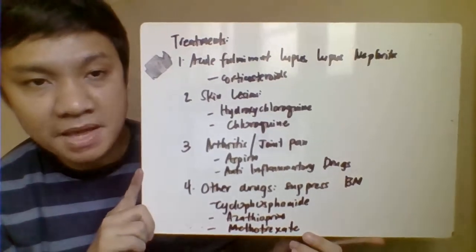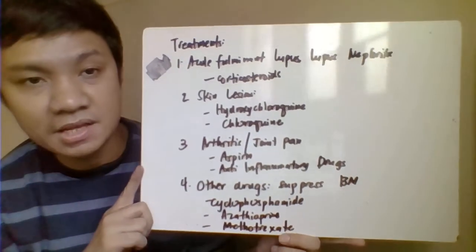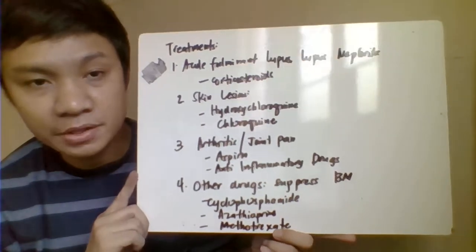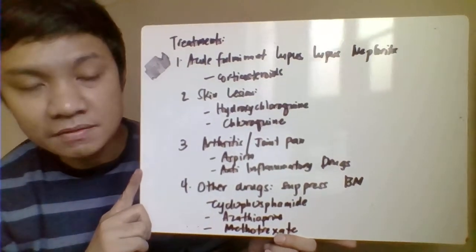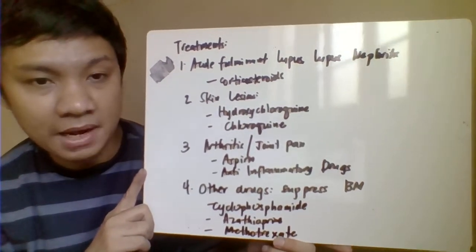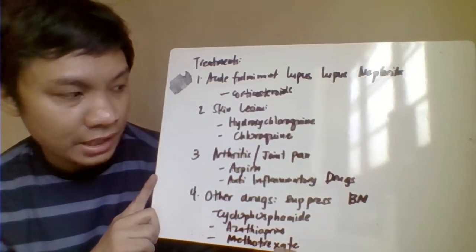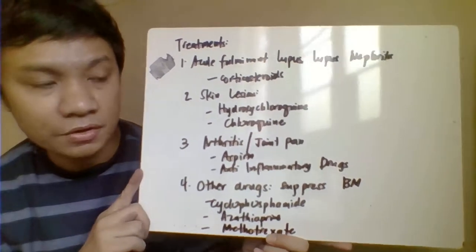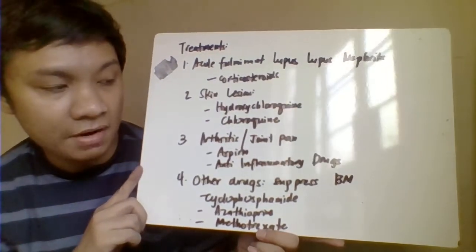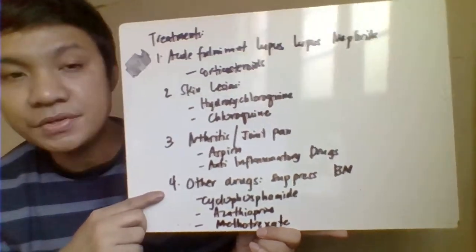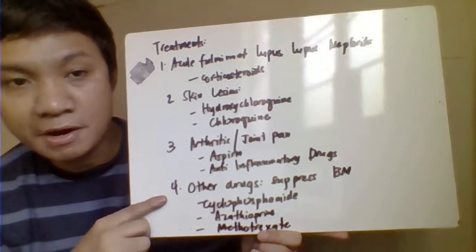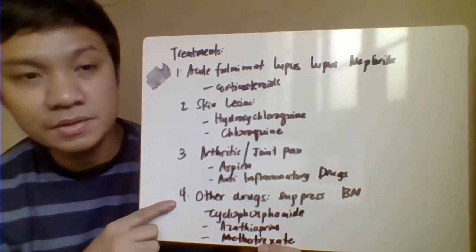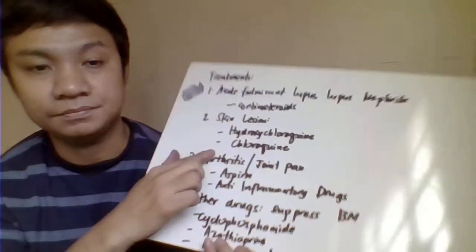Okay, for the treatment, we have here different drugs. So in the case of your acute fulminant lupus or lupus nephritis, you could give your corticosteroid to the patient. In the case of the skin lesion, you could have here the anti-malarial drugs, hydroxychloroquine, chloroquine, and many others. For arthritis manifestation, you could give here your aspirin and anti-inflammatory drugs. And you could also use other drugs, but be careful with this one because again, this one tries to suppress the bone marrow, and that would also decrease blood cell production.